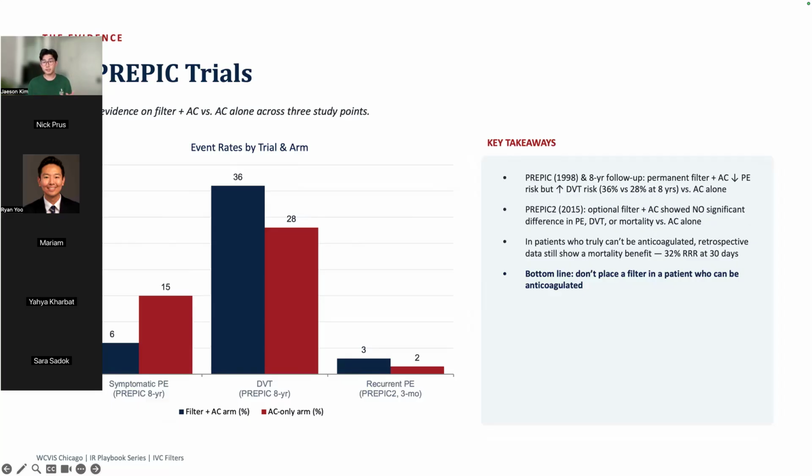And this is important. That doesn't mean filters are useless. In patients who generally can't take thinners, a separate study found that filters actually did reduce deaths. So these filters work, but only for the right patients, which is the one that can't be on blood thinners. And so this set of pre-picked trials is worth kind of explaining to the patient or the team requesting the filter.